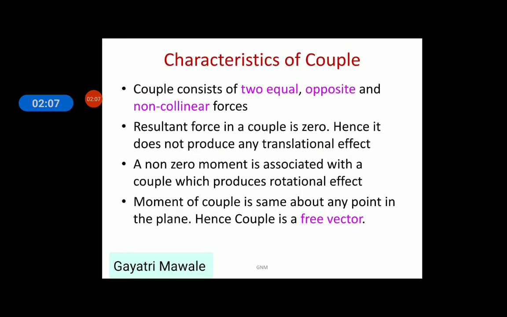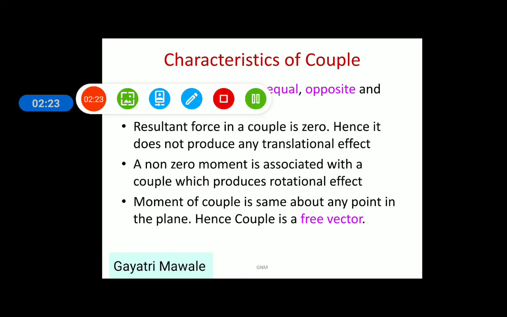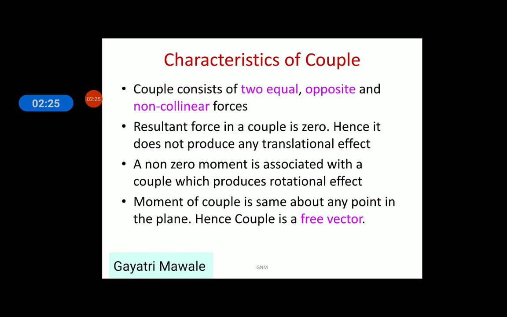Now let us see characteristics of couple. Couple consists of two equal in magnitude, opposite in direction and non-collinear forces. Resultant force in a couple is 0 because the two forces are equal in magnitude and opposite in direction. Hence, it does not produce any translational effect.